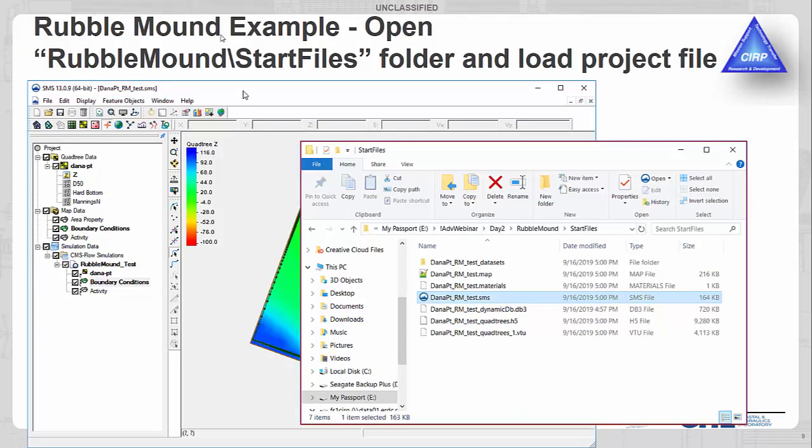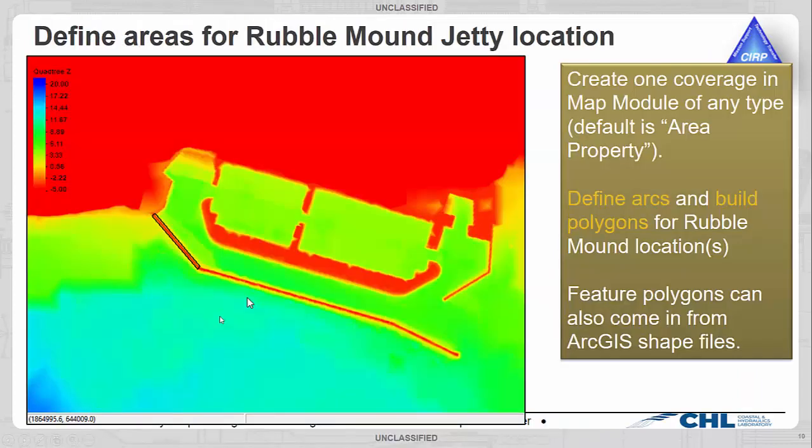And so we're going to go in and, once again, I have a day 2 folder, a rubble mound subfolder, and then the start files just like I did before. It's got a project already loaded, and in this case it comes in with the depths, a D50, hard bottoms defined, and a bottom friction. It also has the boundary conditions already set and the activity classification for the cells, so it knows land or water. Then what we would need to do is define the different areas that we're going to be selecting cells for our rubble mound jetty.